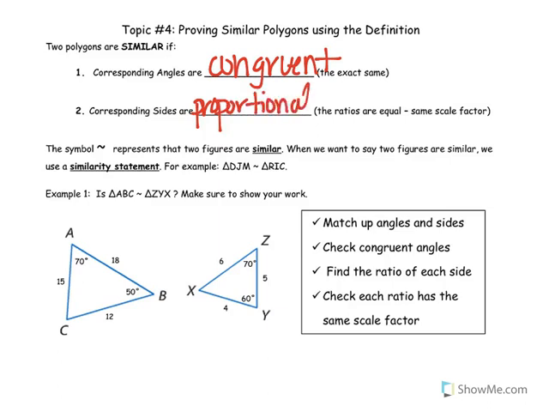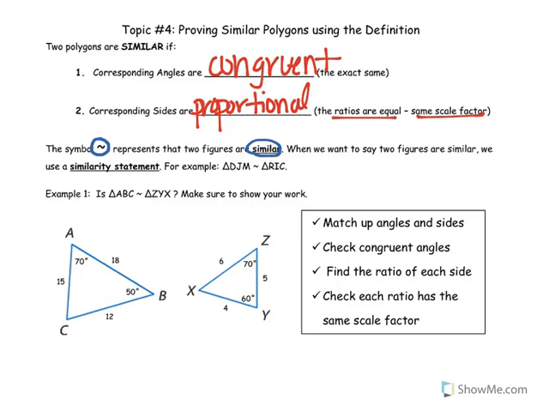And remember, proportional means that the ratios are equal or they have the same scale factor, okay? So when you guys see this symbol right here, that's going to represent that two figures are similar, okay? When we want to say that two figures are similar, we will use a similarity statement. For example, triangle DJM is similar to triangle RIC, okay?